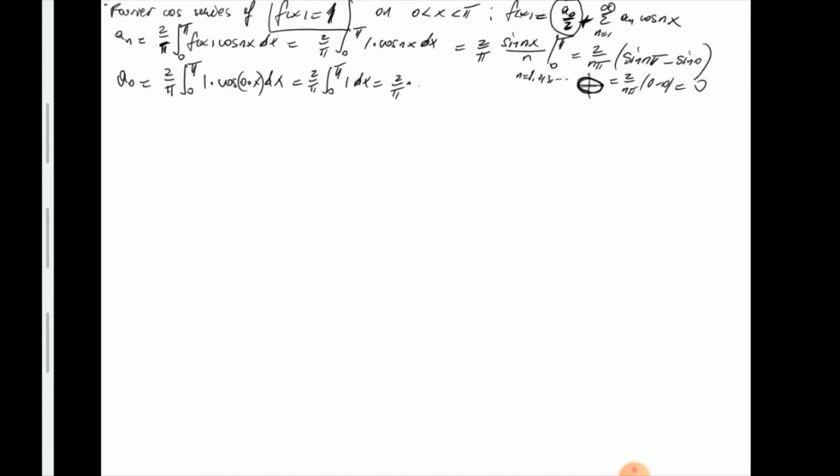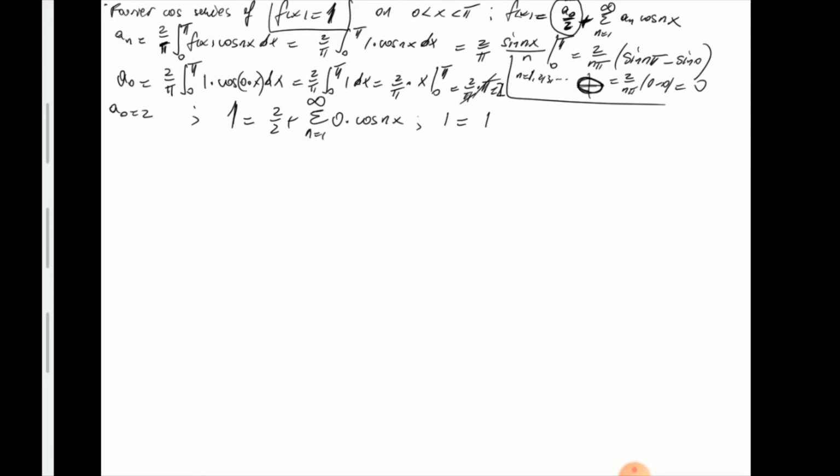The antiderivative is x. Pi cancels and a naught is equal to 2. A naught is equal to 2, but remember, in the formula, when I write the full cosine series, I have a naught over 2, so it's 2 over 2 plus summation of 0 cosine of nx. So basically, as a Fourier cosine series on the interval 0 pi, 1 is equal to 1 plus 0 plus 0, 0, 0, 0, 0, 0.